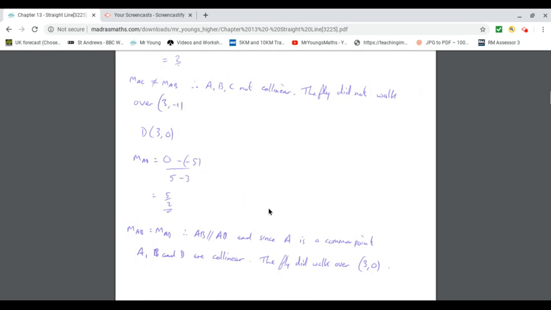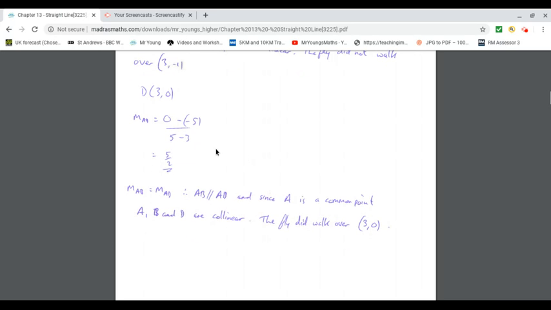So we need to check the point (3, 0) as well. And again, I've substituted in incorrectly here. This should be 3 minus 5, which would give a gradient of -5/2. Okay, so it's easy to make a mistake. I've made a mistake there. I've just spotted it in my solutions, but this should be -5/2.